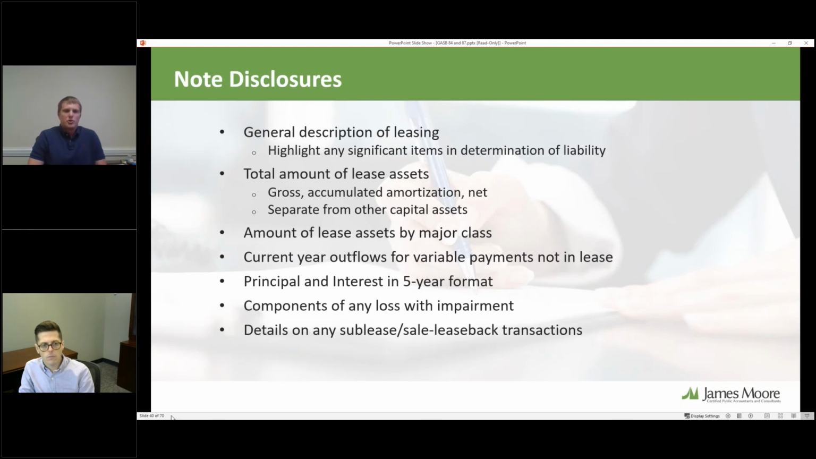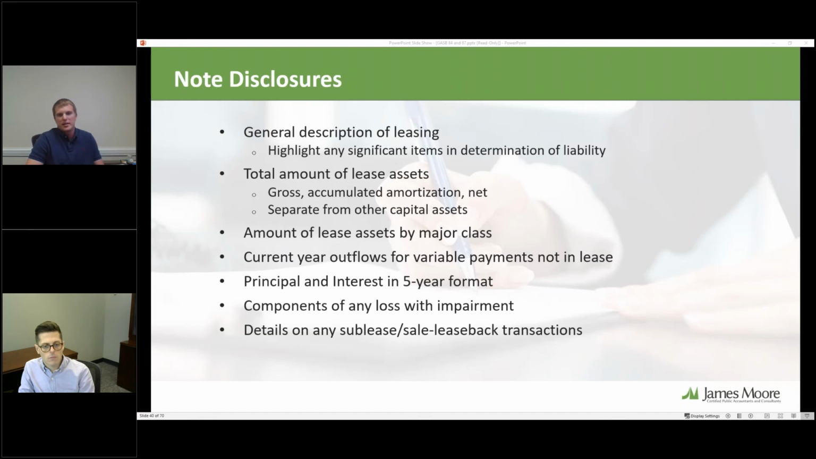So looking at note disclosures a little bit, you are required to include a general description of the leasing activities, highlighting any significant items that are used in determining the liability itself. You are required to disclose a total amount of the lease assets, gross, accumulated amortization, and net, separate from other capital assets. Now you could include it within the capital asset note, but you do want to make sure it has its own line item.